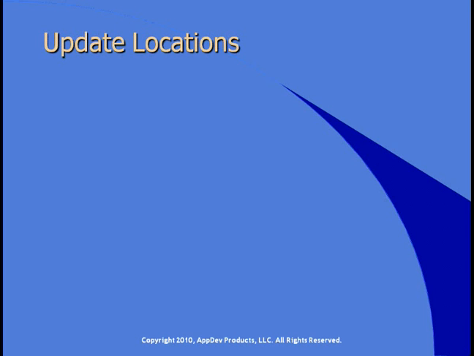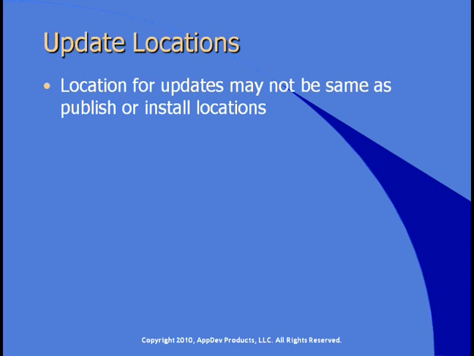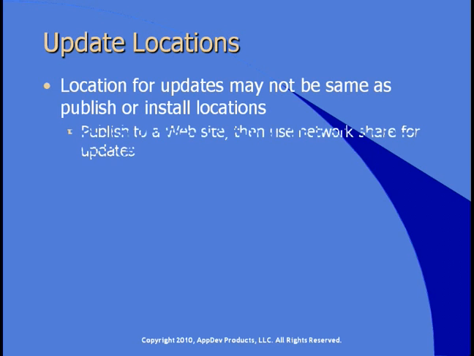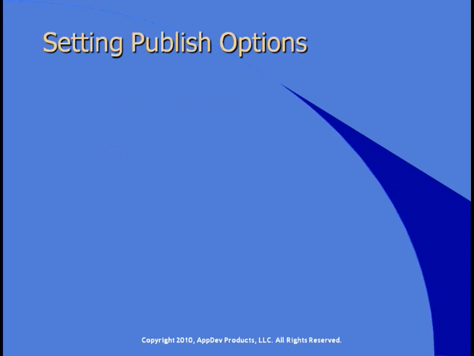Then there's also a third location, and that's the update location. And that's where the application looks for updates to it, and that may or may not be the same as the publish and install locations. So you might publish to a website, but then use a network share for updates. In our demo, we're going to publish and install and update from the same location, but for a real app, you may or may not.